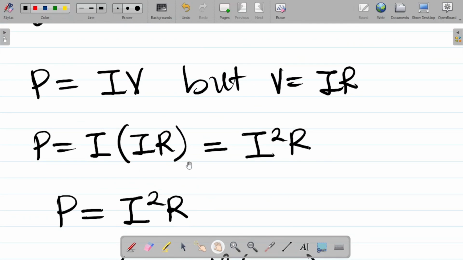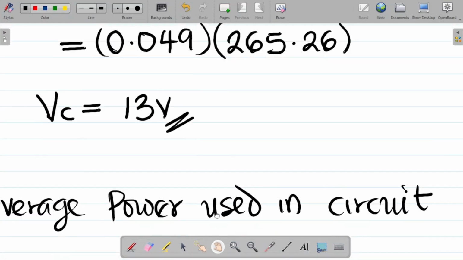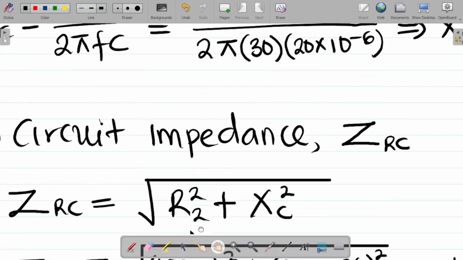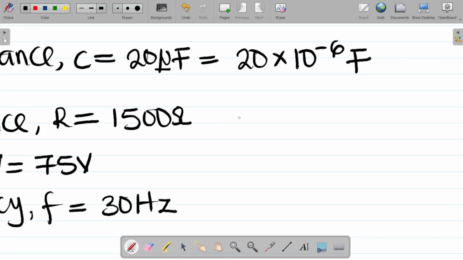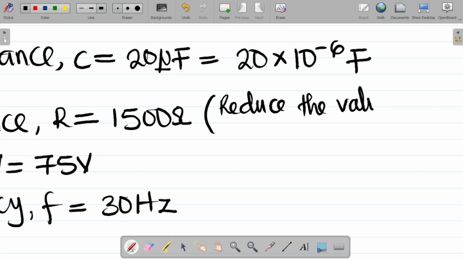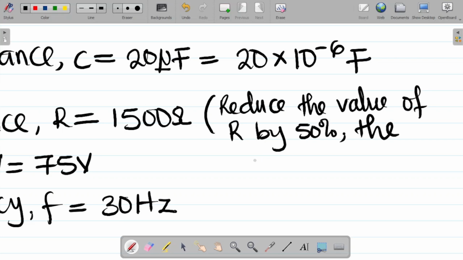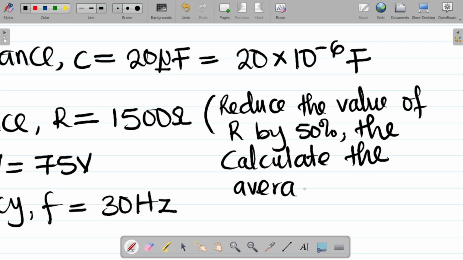Now I want to give you a task here. Let's look at this. If you look at the value of the resistance, the value of resistance is 1,500. Now let's say I am to reduce. Let me give you a task. Reduce this value. Let's see how many of you can get this. Reduce the value of R by, let's say, 50%. Then calculate the average power.